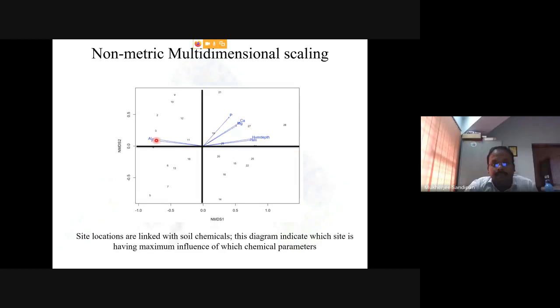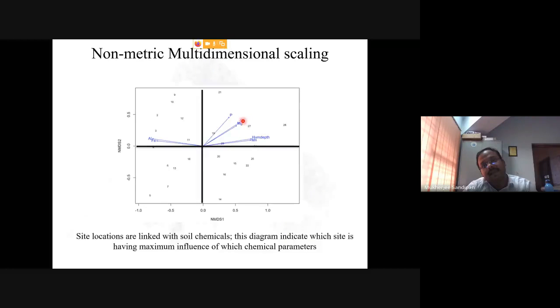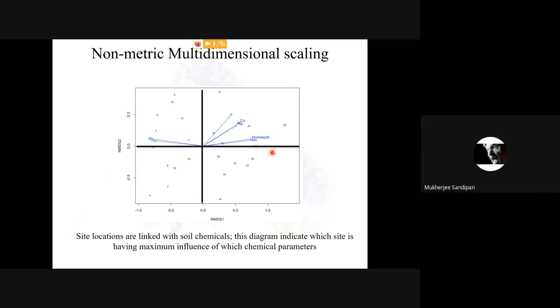Here, let's say site number 3 has affiliation to aluminium and iron. For example, site number 27 has affiliation to calcium and magnesium. So this is how you use non-metric multidimensional scaling for ordination and for community ecological data assessment. But again, as I told you before, these methods are equally applicable to hydrological as well as meteorological data analysis.